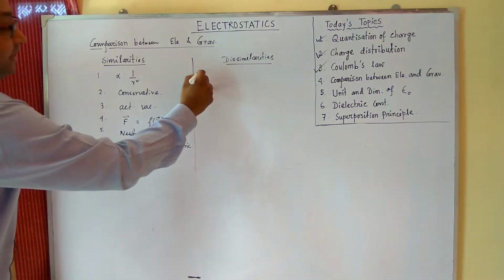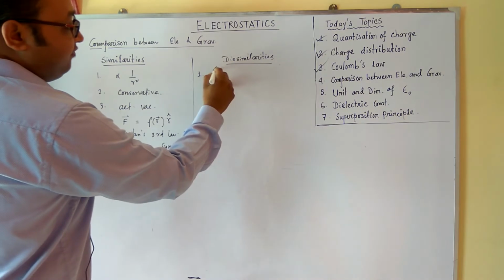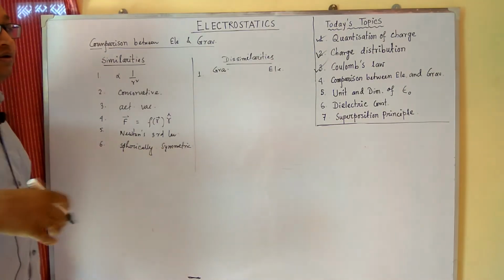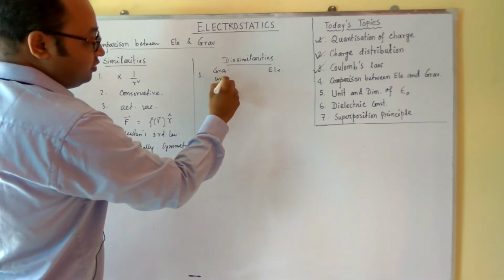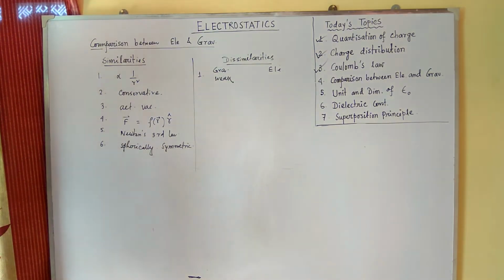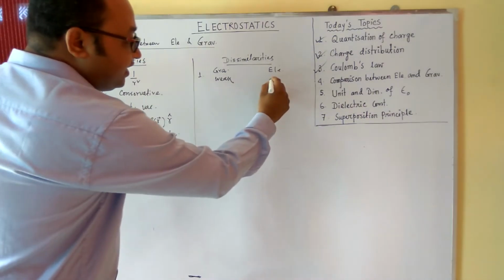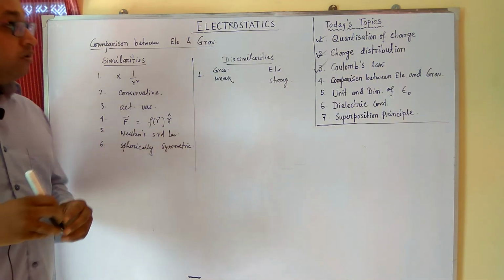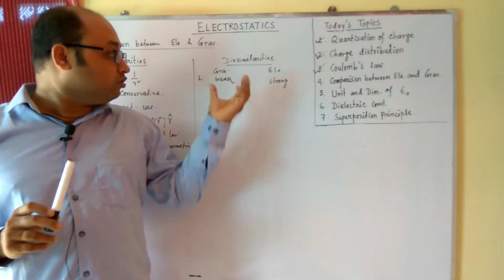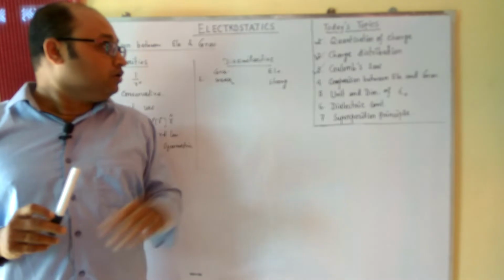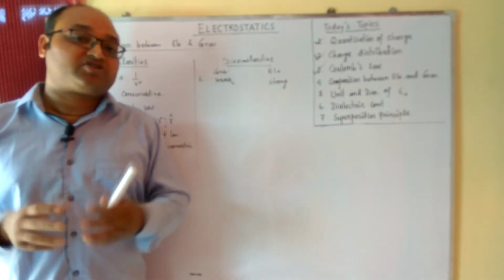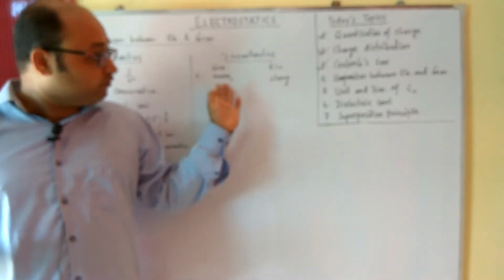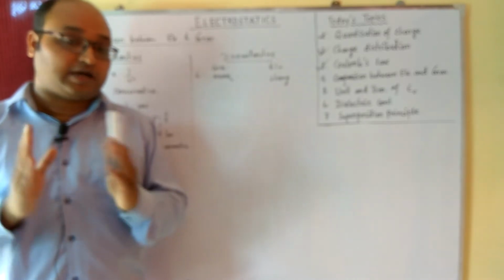The dissimilarity number 1 is that the gravitational force is very weak compared to the electrostatic force. That means this force is very weak, and the electrostatic force is very strong in nature compared to gravitational force. Now let me clarify, don't get confused with the words weak and strong. Basically I am talking about the strength of the force. The strength of the gravitational force is weak compared to the electrostatic force. It is not at all a weak force. Weak force is something related to beta emission, which I am not discussing.